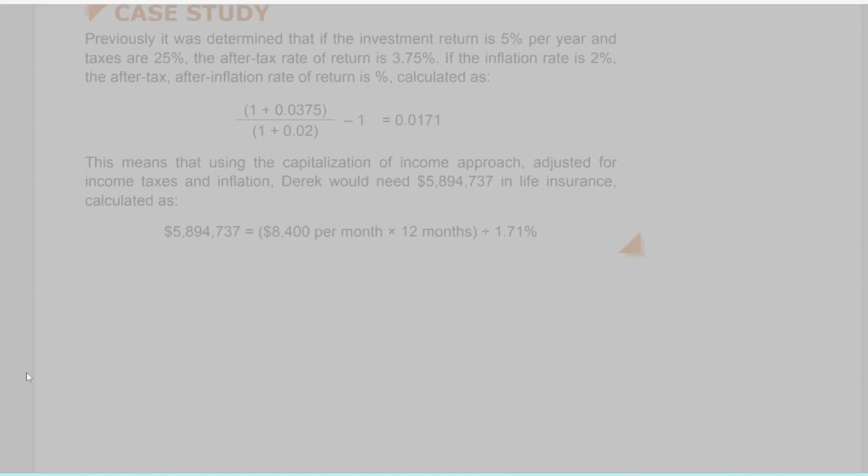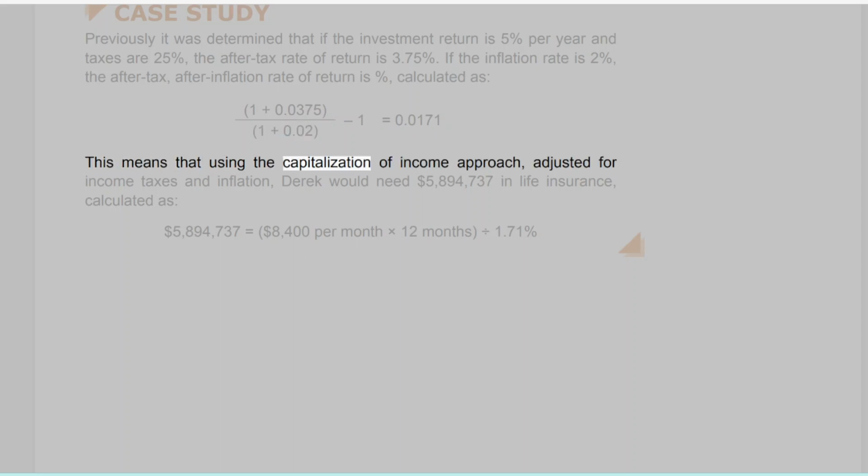Case study: previously it was determined that if the investment return is 5% per year and taxes are 25%, the after-tax rate of return is 3.75%. If the inflation rate is 2%, the after-tax, after-inflation rate of return is 1.71 percent, calculated as (1 plus 0.0375) divided by (1 plus 0.02), minus 1, which is equal to 0.0171.